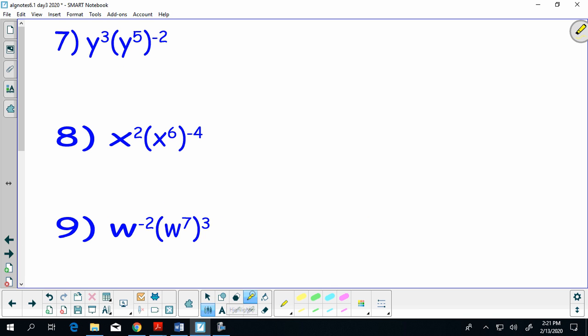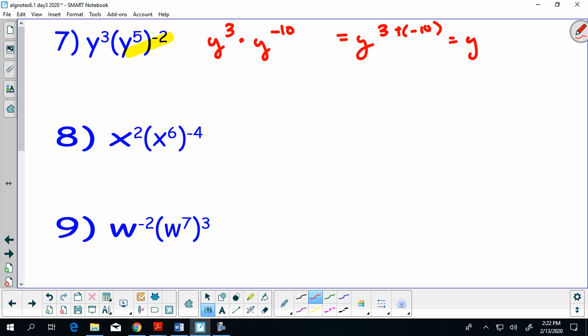Here is another power to a power right here. So that's y to the third. I just copy that. 5 times negative 2 is negative 10. This is a multiply problem, so I'm adding the exponents. So y to the 3 plus negative 10 is y to the negative 7. He's unhappy, so we move him to the bottom part of the fraction. So 1 over y to the 7 is the answer. The other two are just like them, just different letters and different numbers.